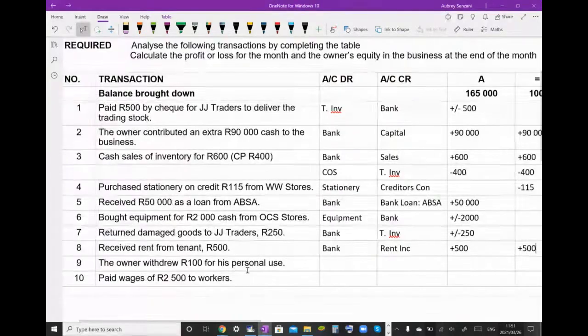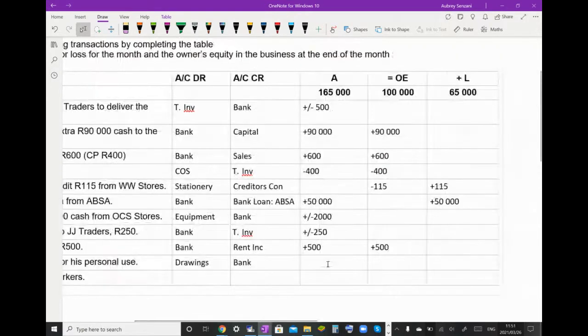Okay, the owner withdrew 100 Rand for his personal use. Drawings, yes, and bank. What are we debiting? What are we crediting? Yes. And we're crediting bank, 100%. And that was for 100 Rand. So here it's going to be a negative 100. And then under owner's equity, negative 100.